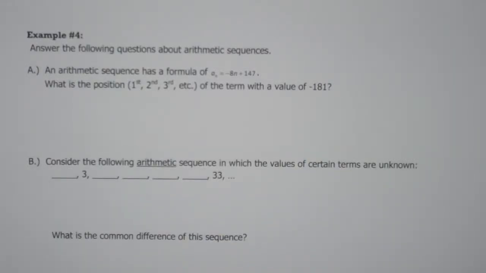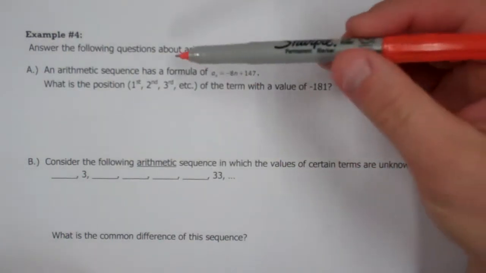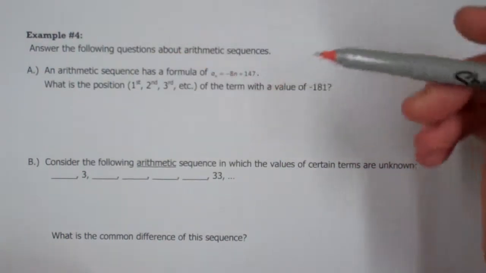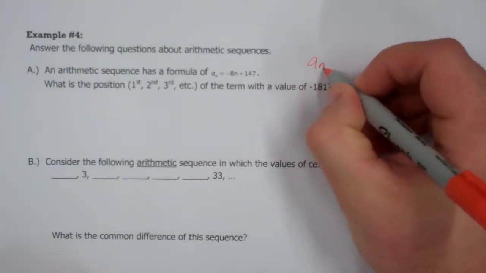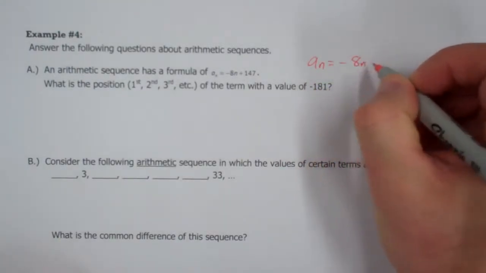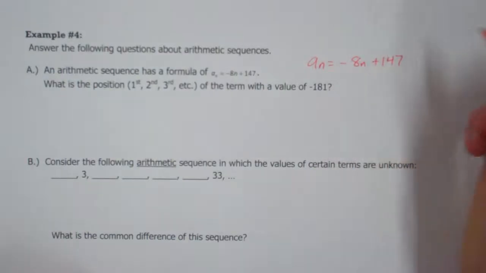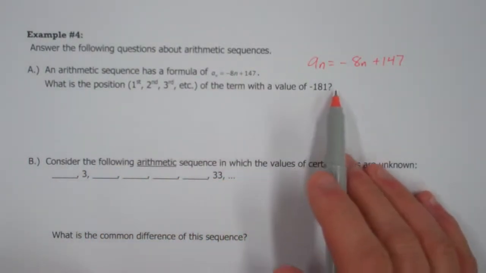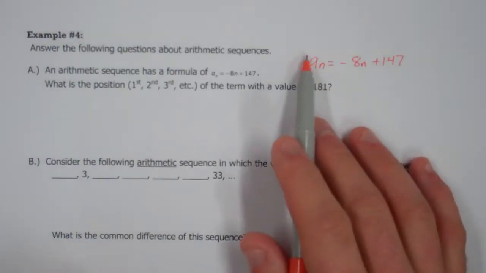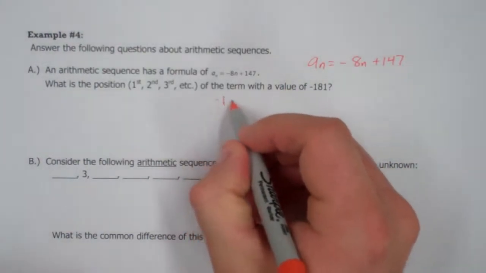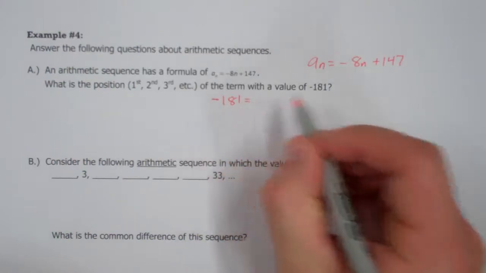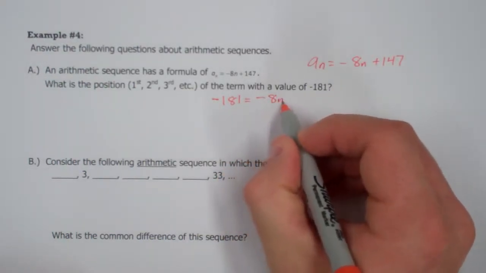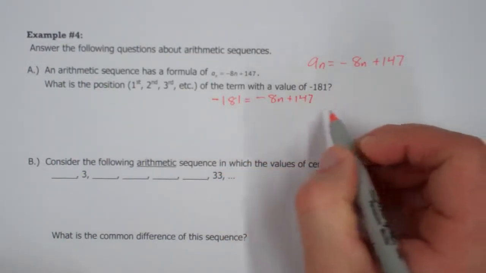In example 4, we're going to be working with some arithmetic sequences. In part A, an arithmetic sequence has a formula of a sub n is equal to negative 8n plus 147. We want to know the position of the term with a value of negative 181. So a sub n is going to be negative 181, and n will be the position of that term.